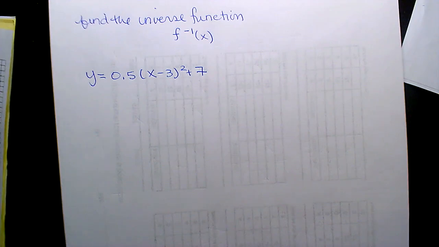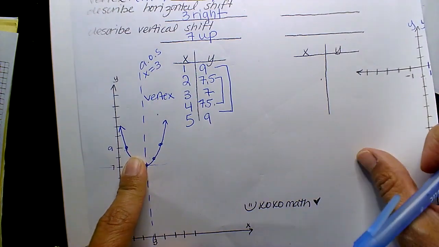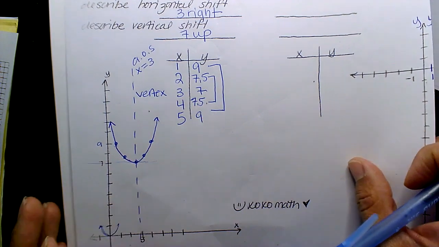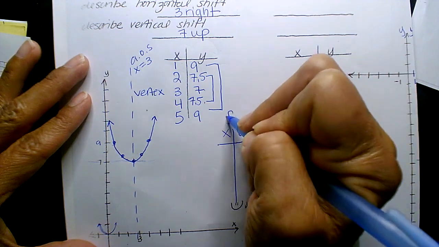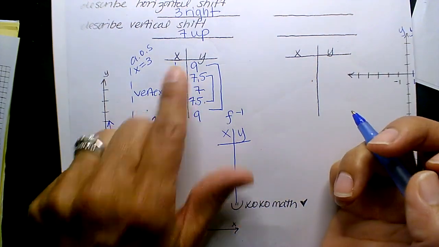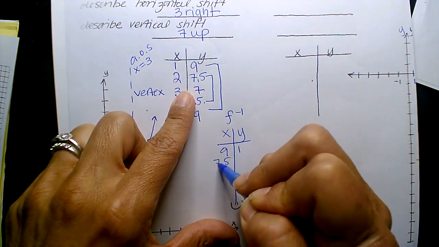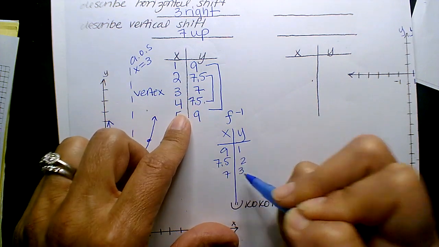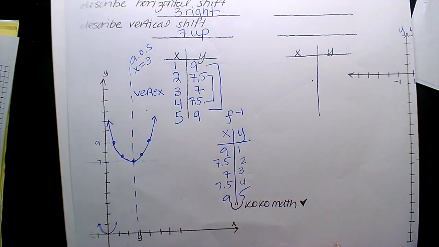Okay, so find the inverse function. Since we have this graph, we're going to go ahead and find the inverse, even though you already know to switch the table. If I ask you to graph the inverse, as long as you have confidence in your table, you know it's (9, 1), (7 1/2, 2), (7, 3), (7 1/2, 4), (9, 5), and then you can go ahead and graph it.